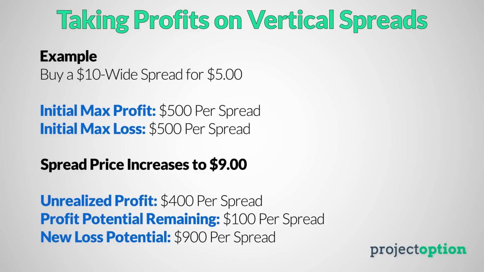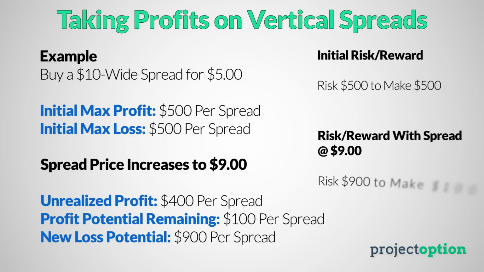Clearly, the risk to reward ratio is much less favorable compared to when I entered the trade, because when I entered the trade, I had $500 to make and $500 to lose, but since the spread's value increased to $9, I can lose $900, but I can only make another $100, and therefore it just seems very logical to close that trade since the spread is already worth 90% of its maximum value potential of $10.